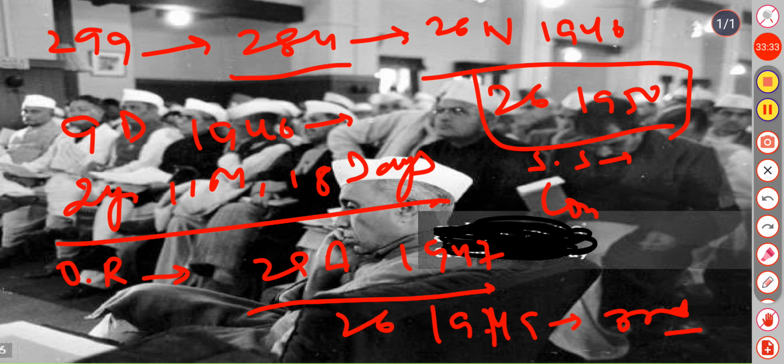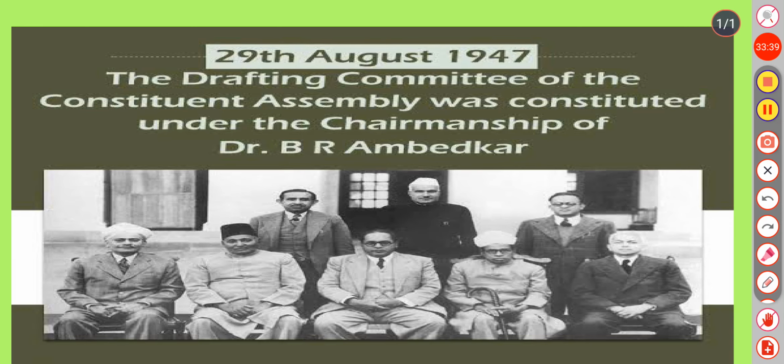Now, drafting committee. The Assembly appointed a drafting committee on 26th November 1947, right? So Dr. B.R. Ambedkar, who was the chairman of the drafting committee, submitted the draft Constitution of India to the president of the Assembly on 21 February 1948. Is it clear? 1948.